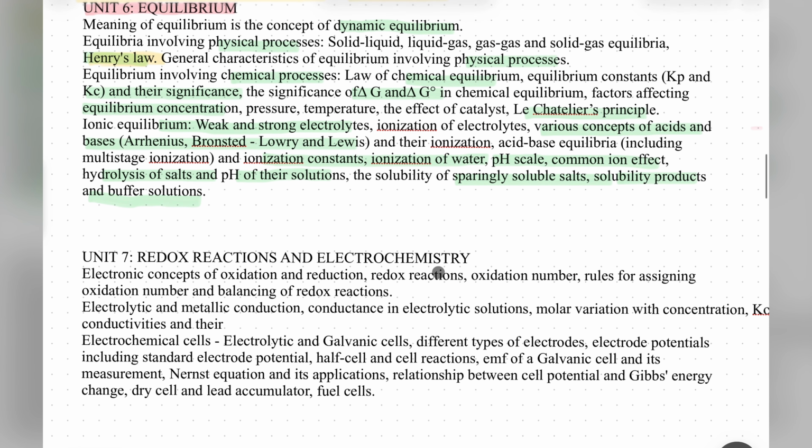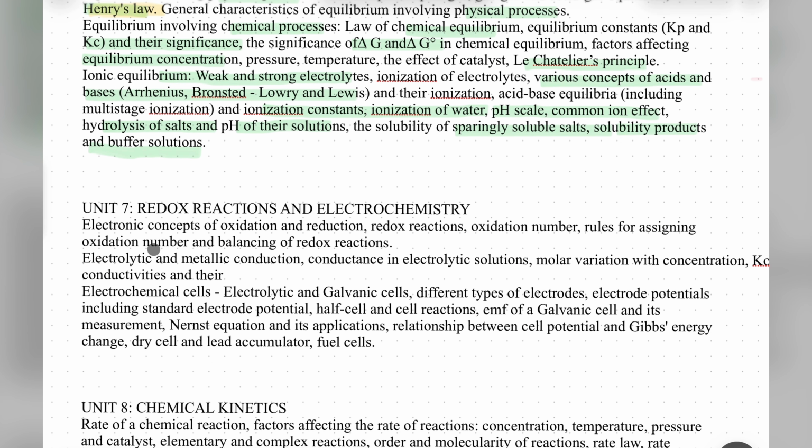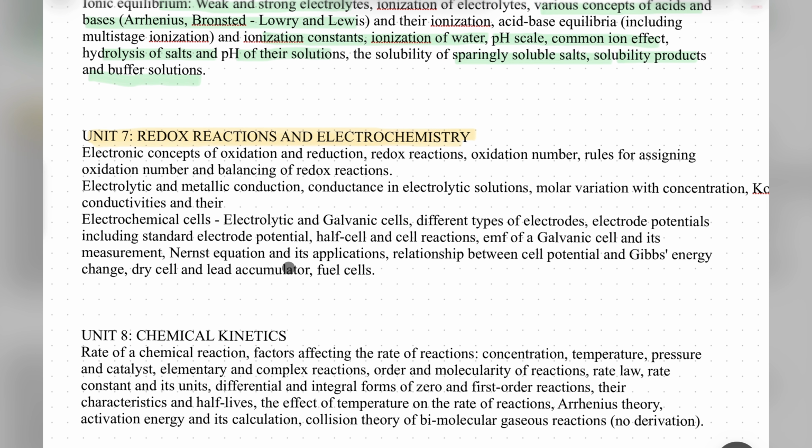Okay, no problem. Next one, we'll go for Unit 7, redox reactions. That is nothing but electrochemistry. Electrochemistry and redox reactions, first year and second year, are mixed here. Redox reactions are there in first year, electrochemistry in second year. So this is the combination. First one, oxidation and reduction and redox reactions. That is oxidation number, rules for assigning oxidation number, balancing redox reactions. This is a first year concept.